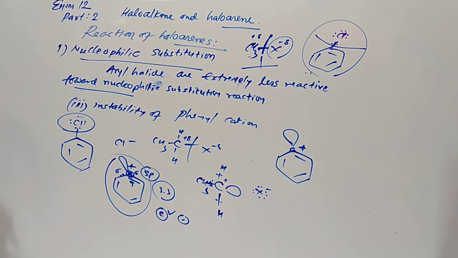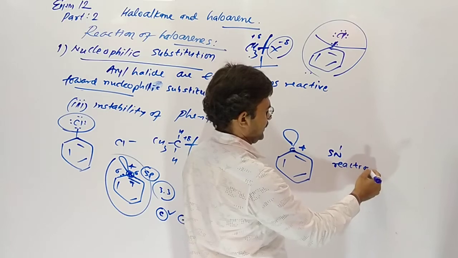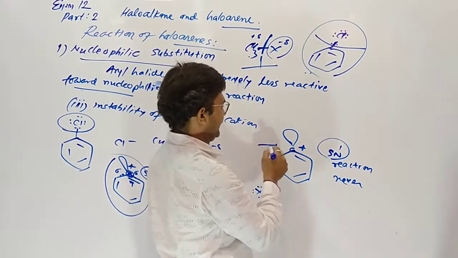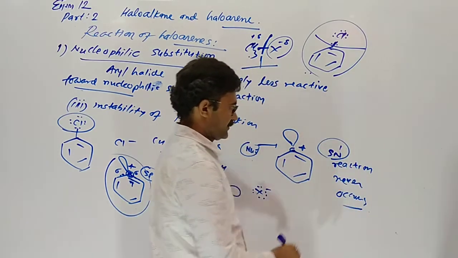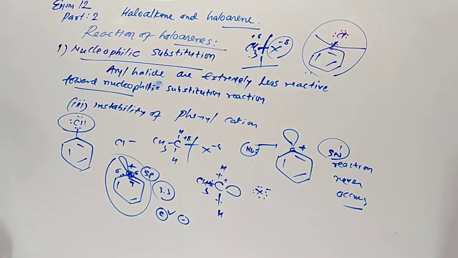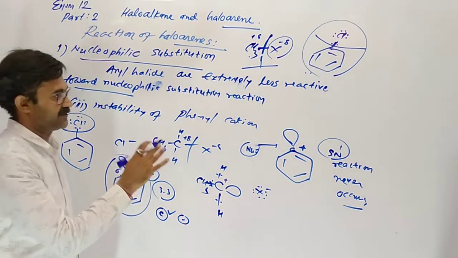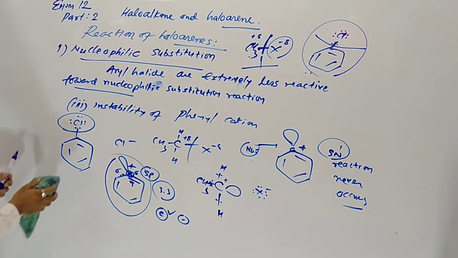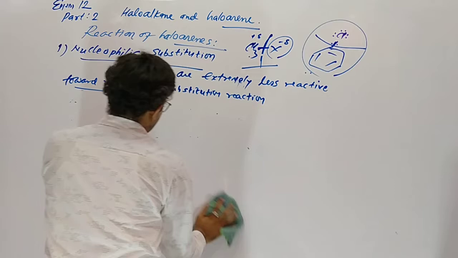So by resonance, SN1 is ruled out. SN1 reaction never occurs. SN1 means it happens in the base state, first the carbocation forms, then the nucleophile comes, which is not possible. The carbocation does not form, and if it forms, it is unstable. SN2 can occur. The haloarene gives only SN2 reaction, not SN1. Store it in your mind. Due to the highly unstable phenyl cation.